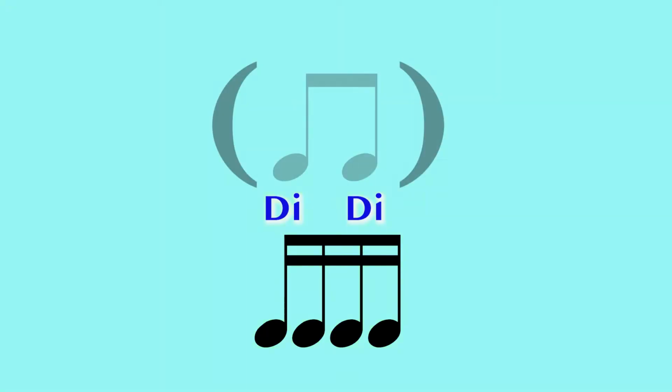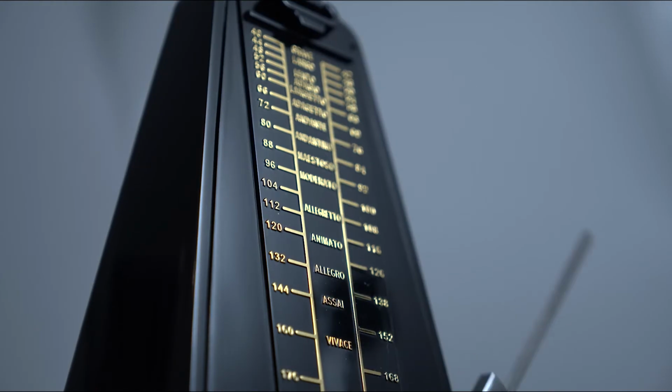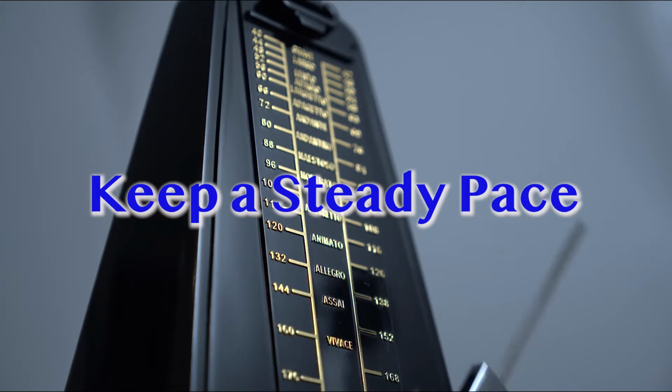For recitation purposes, let's assign the syllables D for units where 8th notes are represented and RI for units representing 16th notes. Pay attention as well to the sound of the metronome to keep you in steady pace while you recite. Let's begin.